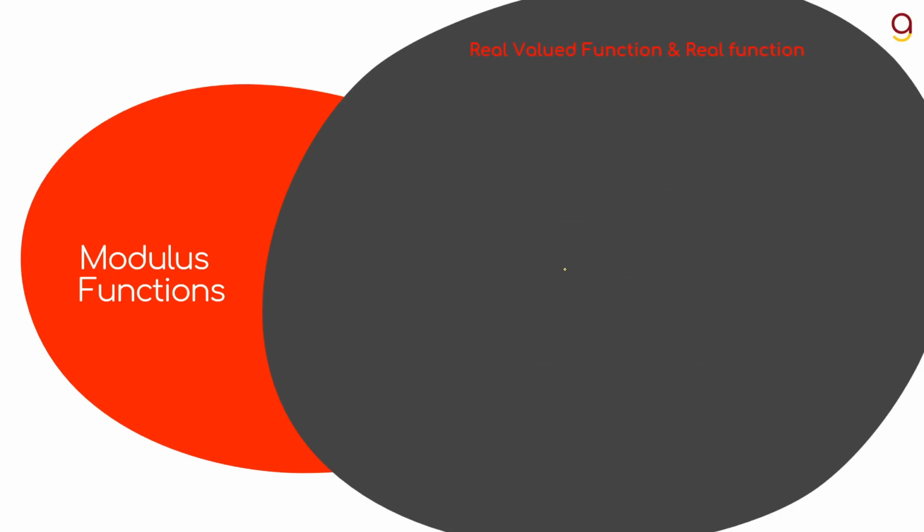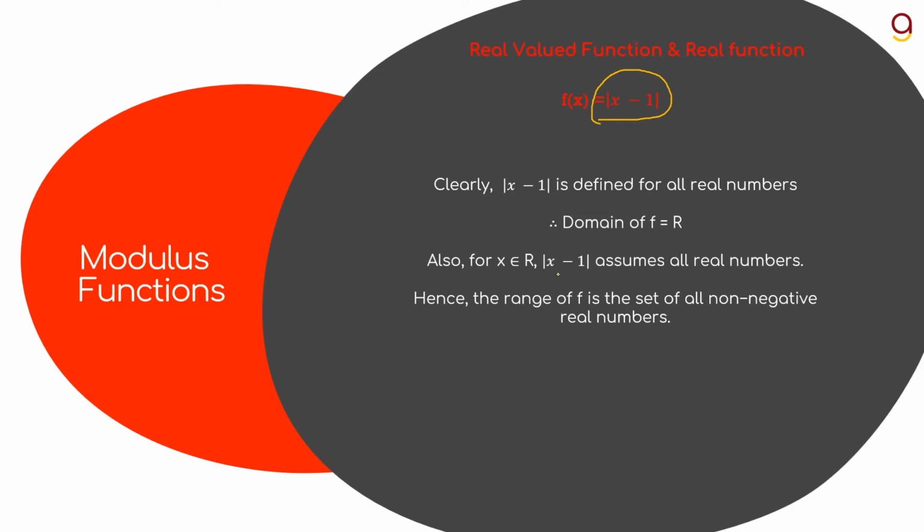Let's move to the next question. f of x is equal to mod of x minus 1. So here again x belongs to the set of real numbers. So as f is defined for all real numbers, we can say that the domain of f is also the set of real numbers. Again, for x belonging to real numbers, x minus 1 assumes all real numbers. If x is any real number, then x minus 1 can assume any real number.